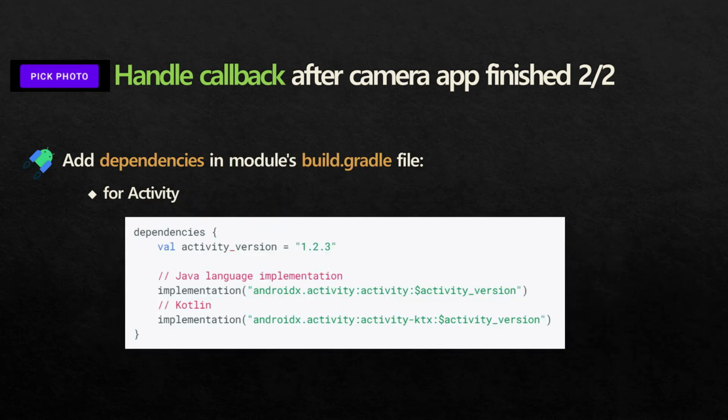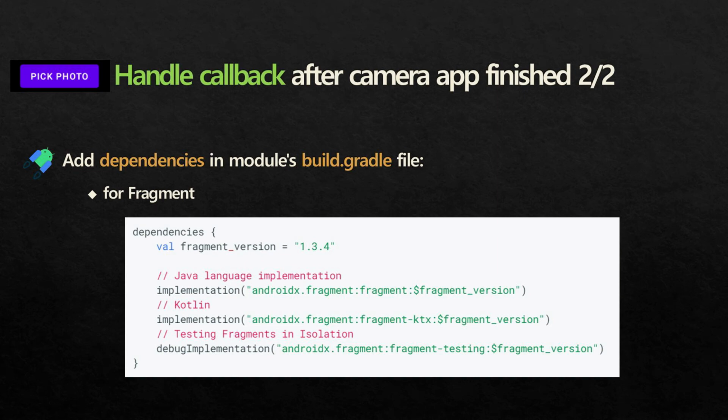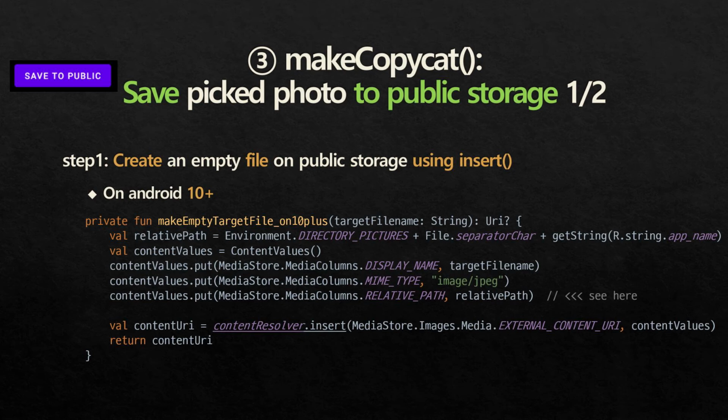To use the Activity Result API, you need to add dependencies to the Gradle file first. For the activity, add like this. For the fragment, add like this. Good job! The first button is done.